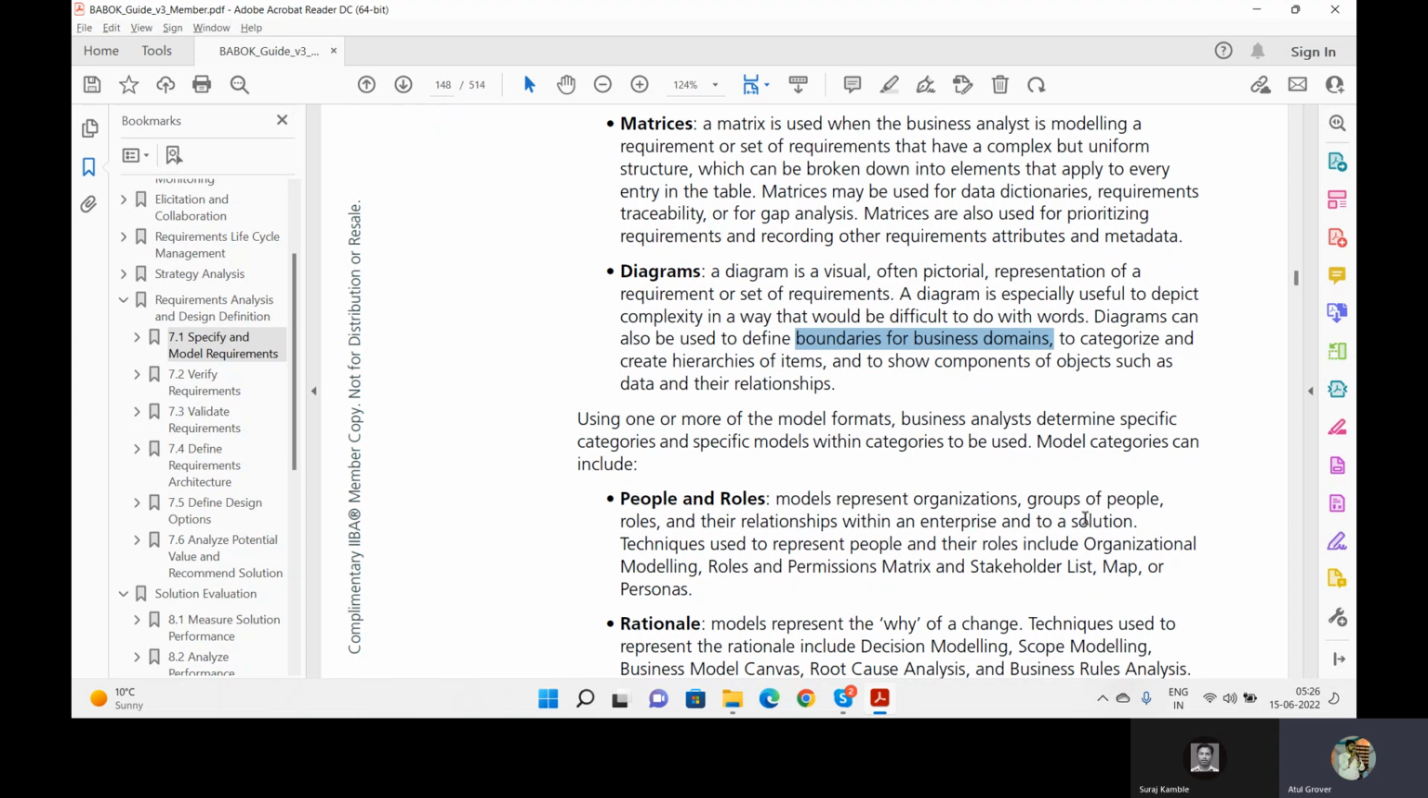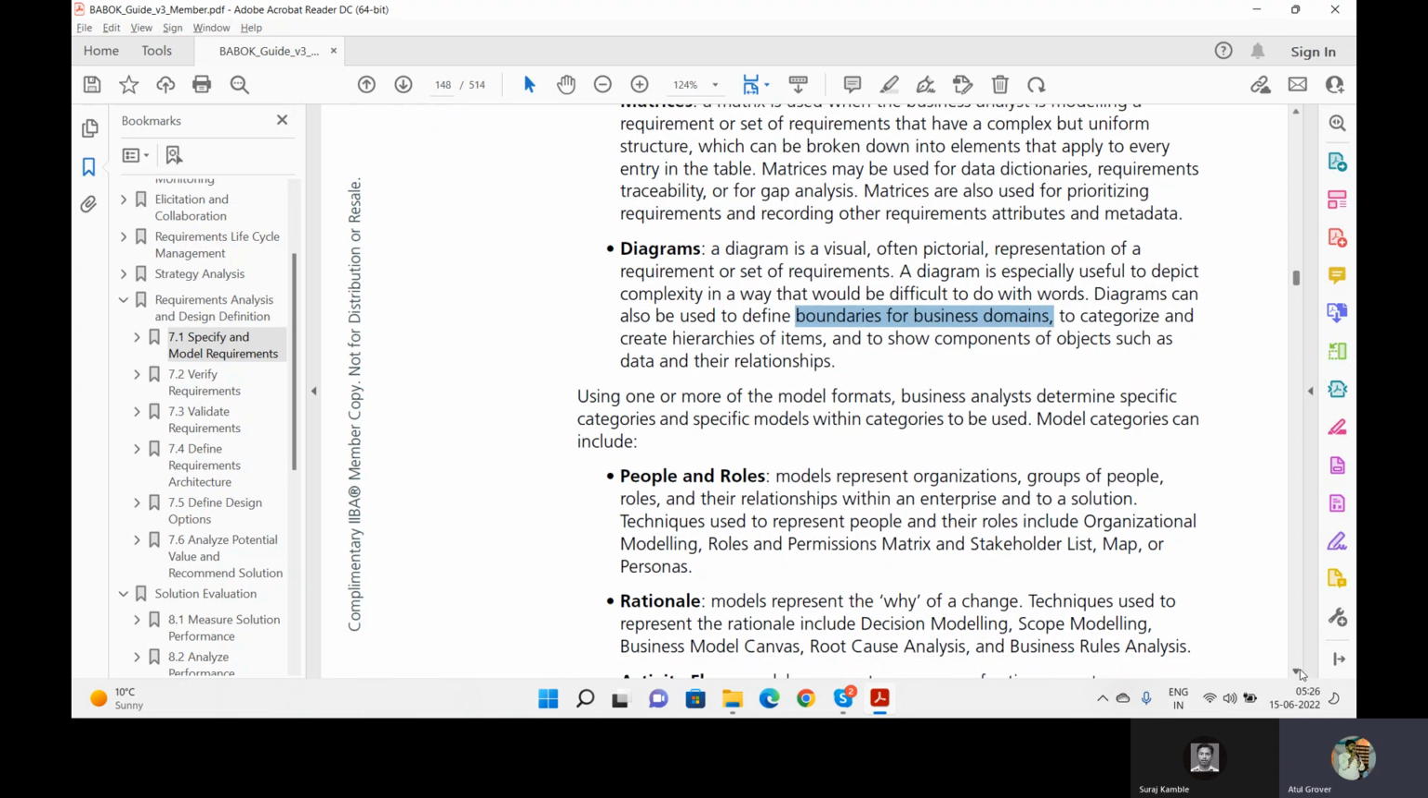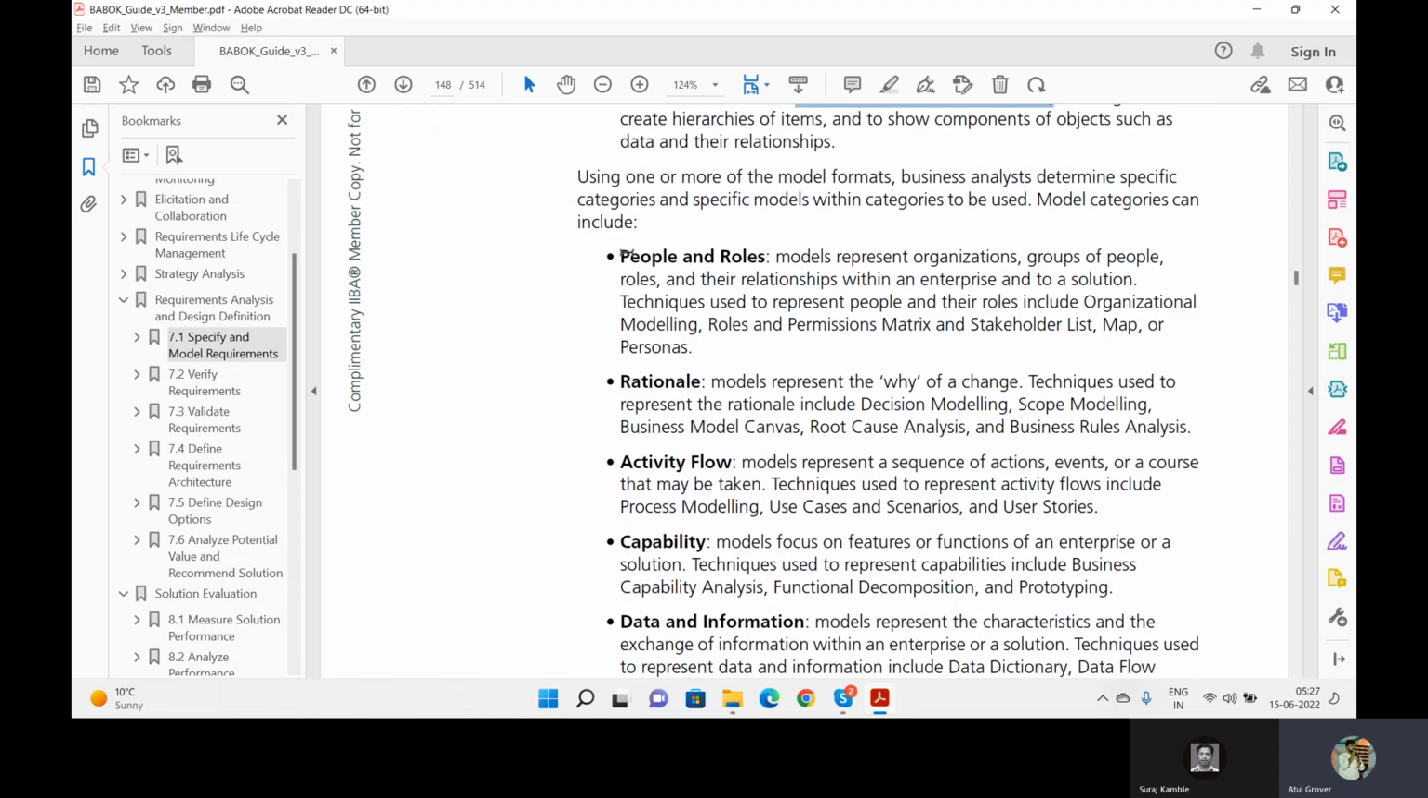ठीक है. Then they say there are other ways to do the modeling. You can define the people and the role part. Who is this person? What role will they have to use this kind of requirement? Model representation: organization, group of people, role, the relationship with the enterprise or a solution. Means kind of a stakeholder mapping कि भाई incident change create करना है तो इसमें कौन-कौन से stakeholders हैं और कौन-कौन से role और people use होंगे.